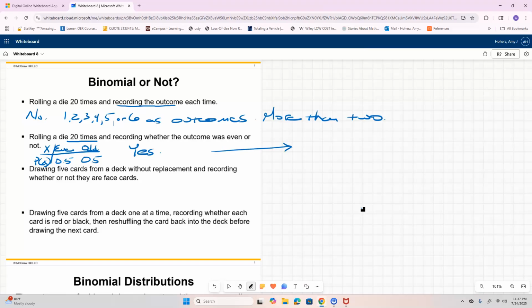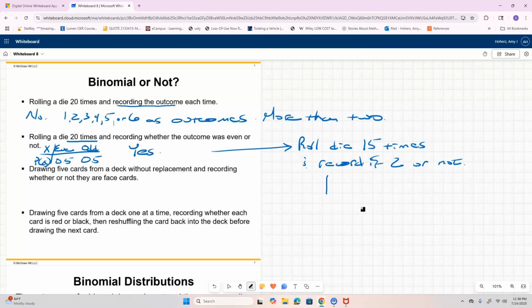Let's say we roll the die, it doesn't have to be 20 times. Let's say we roll the die 15 times and record if it is a 2 or not. So let's say you're playing some game, and one of the things that you have to do is roll a 2 to get out of the home or something. I'm thinking of something along the lines of Sorry or something like that, where you have to roll a certain number to get out of your home.